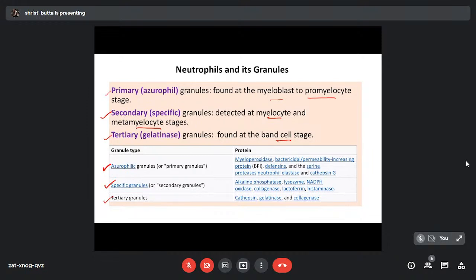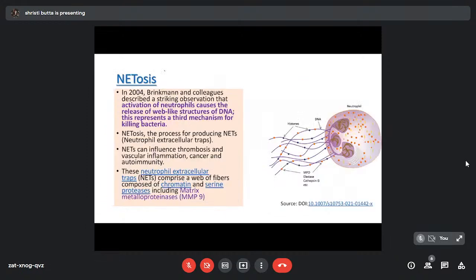Now, what is the function of these molecules that are present within the granules? They are typically involved in what is referred to as NETosis. In 2004, Brinkmann and his colleagues described a striking observation that activation of neutrophils causes the release of web-like structures. These web-like structures of DNA and histones were referred to as the neutrophil extracellular traps.